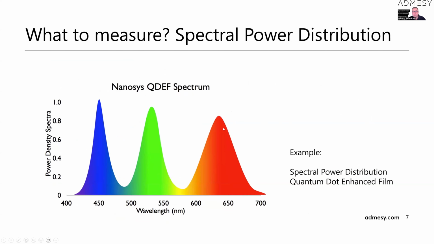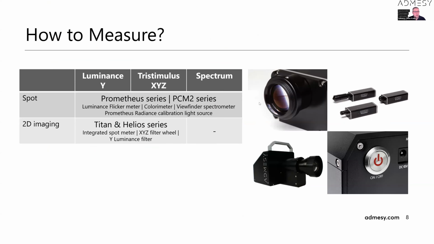And then finally, in some applications, you want to assess the spectral power distribution as such. So here is an example of a SPD from a quantum dot enhanced film. And you see that it's also relatively narrow, but can be even narrower than that. That is a relatively old picture.